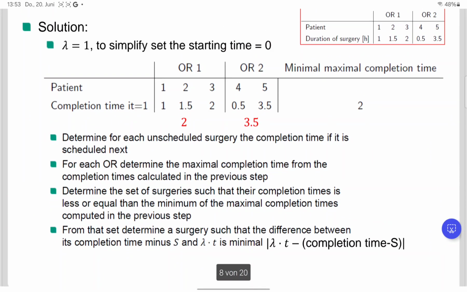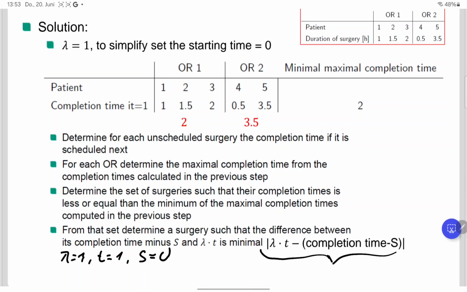The last point is from that set, determine a surgery such that the difference is minimized. Okay, so we had the surgery for patients 1, 2, 3 and 4. We know that lambda is 1 hour. We are currently in the first iteration step, T is 1. Completion time depends on the patient, and capital S we start at the beginning of the planning horizon, so it's simply 0. Okay, so it's 8 o'clock, so we start with 0.